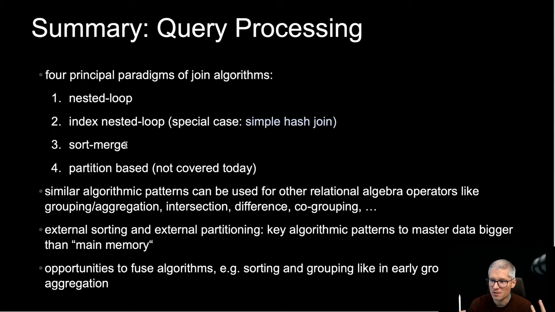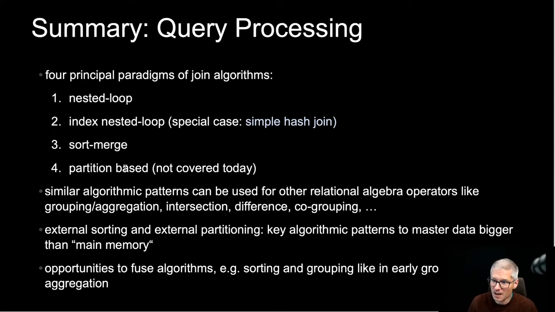Assume a situation where you read data from a B tree, where on the leaf level the data is already sorted by the join key. Well, you can just read the leaves. Basically, you don't have to sort the data anymore. You have directly the right input for your merge algorithm. That's the situation that may apply.